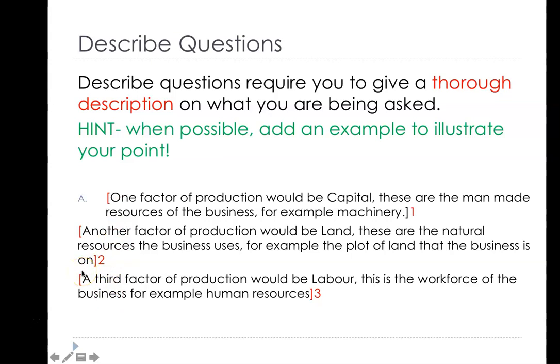And then for my third mark, I said a third factor of production would be labour. This is the workforce of the business, for example, human resources. And I got my full 3 marks there. You don't have to add an example to illustrate your point. I just find that it's good practice, and it just means if you're not very good at describing things, you can still get your point across.